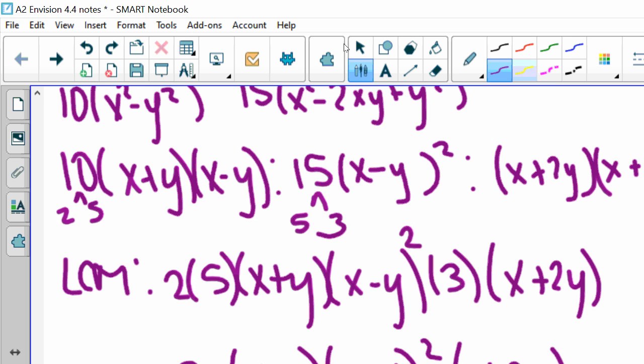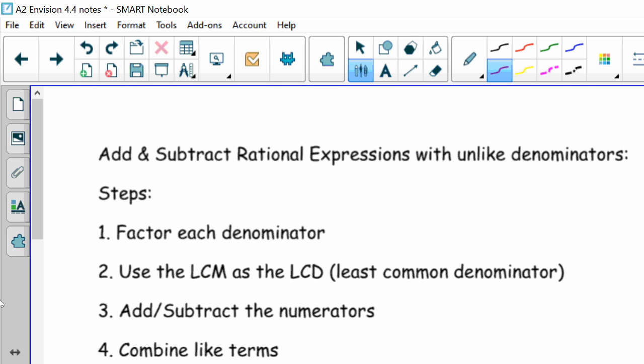All right, next page. So now we're going to look at adding and subtracting rational expressions with unlike denominators. So our steps, we want to factor each denominator. We're going to use the LCM as the LCD, which will be the least common denominator. Add or subtract the numerators, combine like terms, factor, simplify, and state the domain.